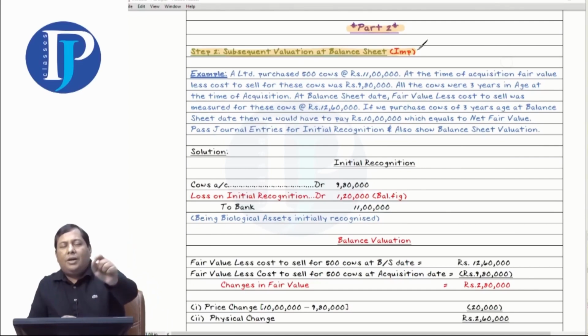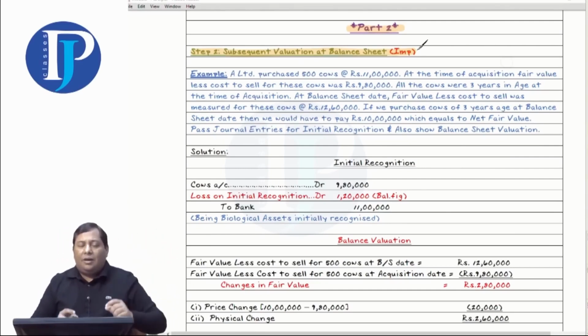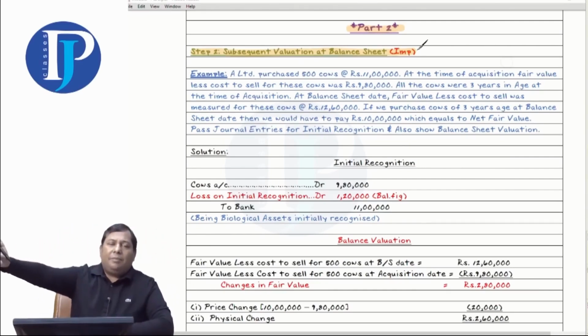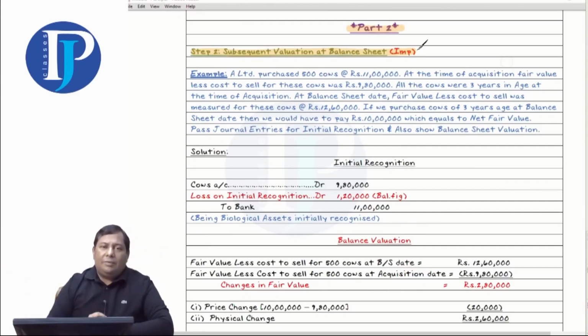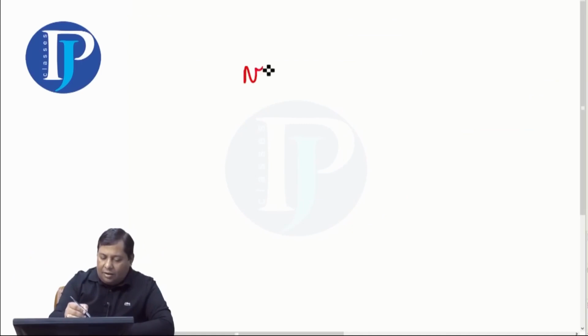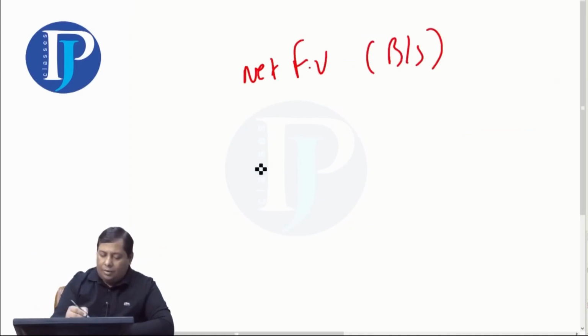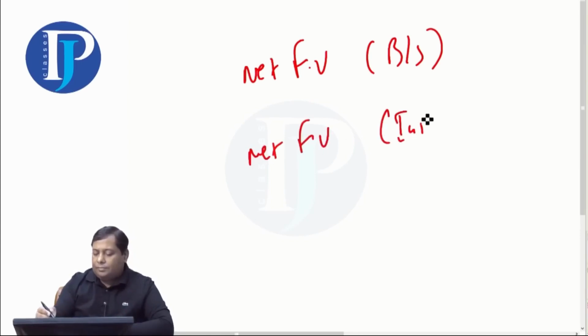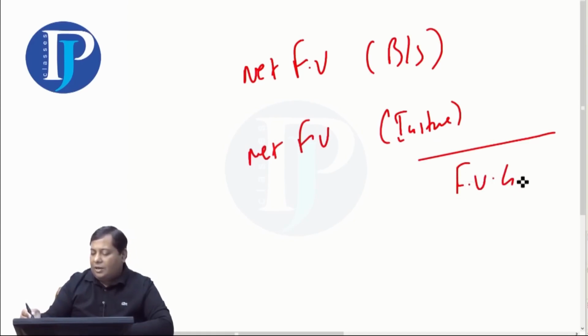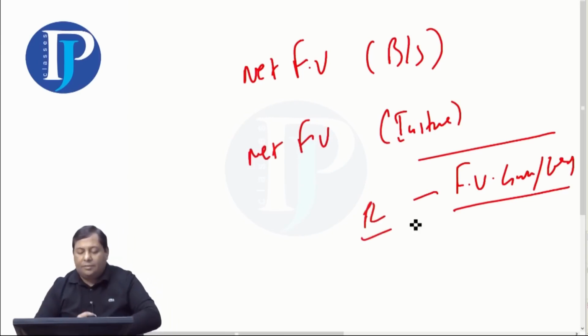The animal that you had initially recognized, if it is still present with you till the balance sheet date, you will have to do its evaluation. So it is a very simple method. Take the net fair value on the balance sheet date and compare it with the initial net fair value. Whatever the difference we get will be a fair value gain or loss. We will put it in P&L.